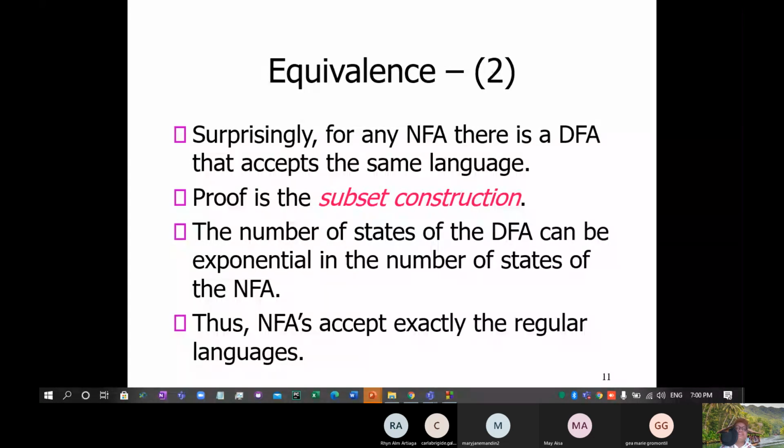Okay? So do NFAs accept exactly the regular languages? Both NFA and DFA accept regular languages.